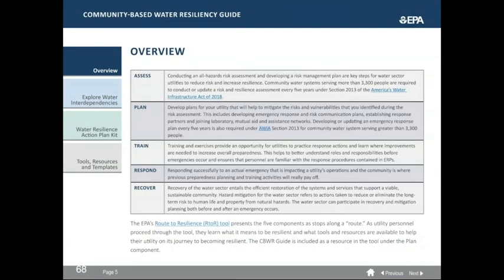So an overview of the guide, and as I mentioned, the route to resilience. We walked through a little bit of the assessing, planning, training, responding, and recovering, what that means to your water utility and how to react. I'm not going to go through all this today for the sake of time, but I'm just giving a quick snapshot.